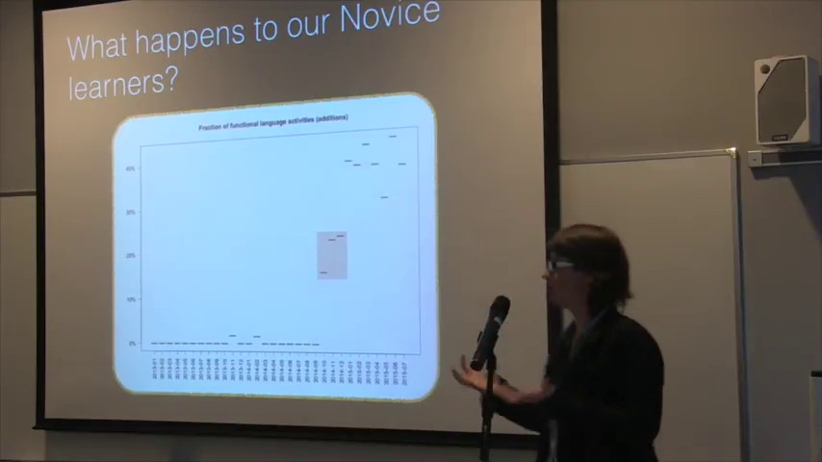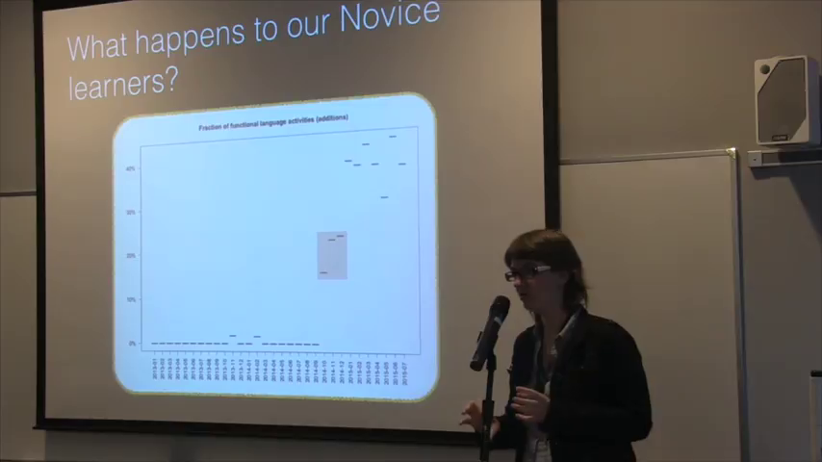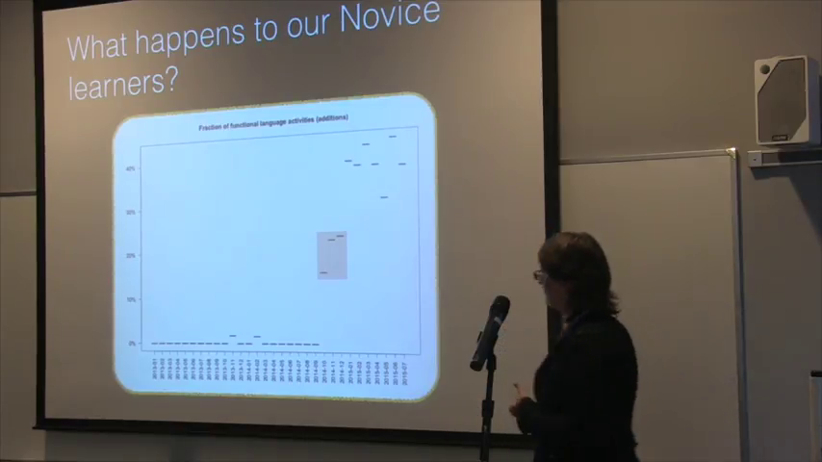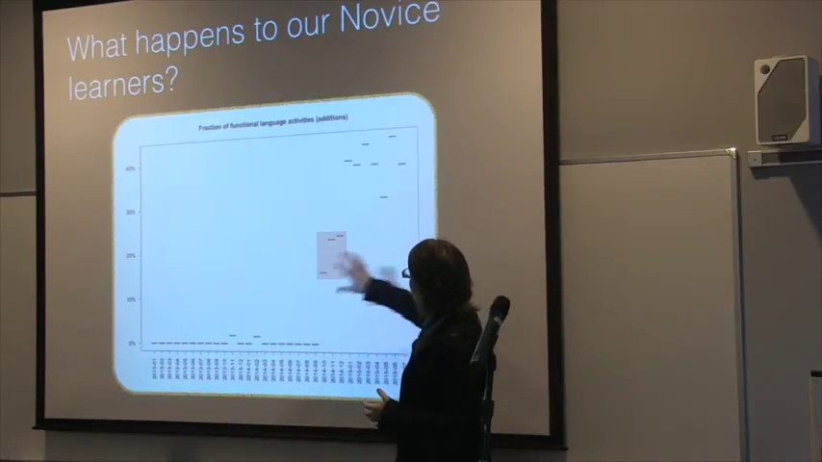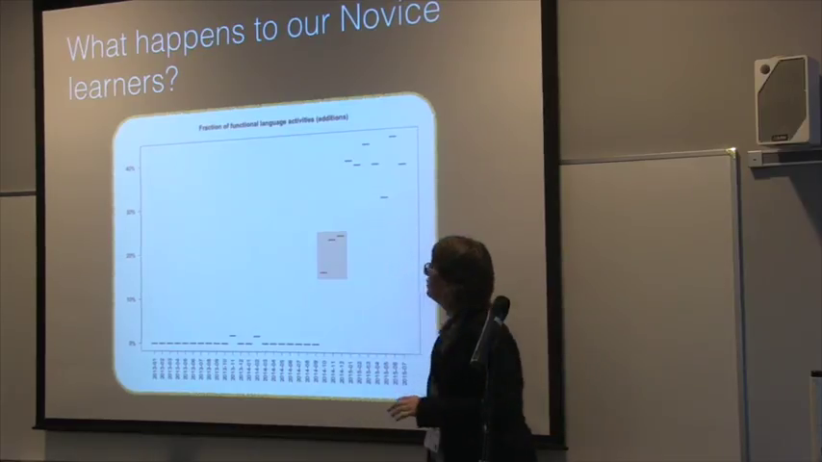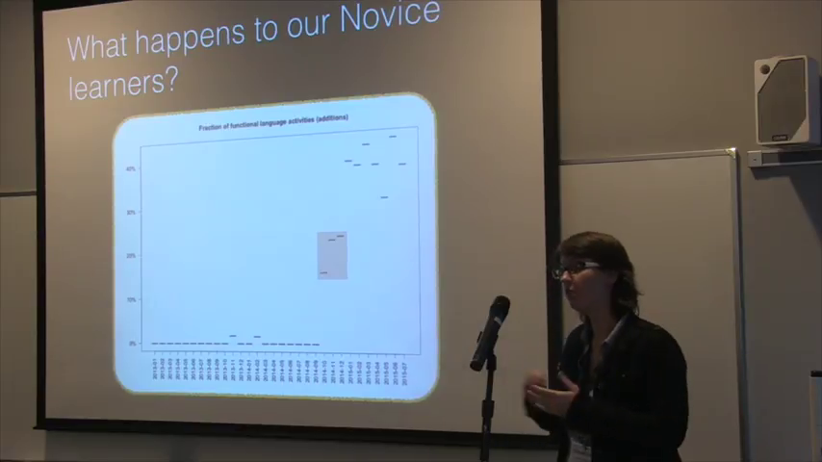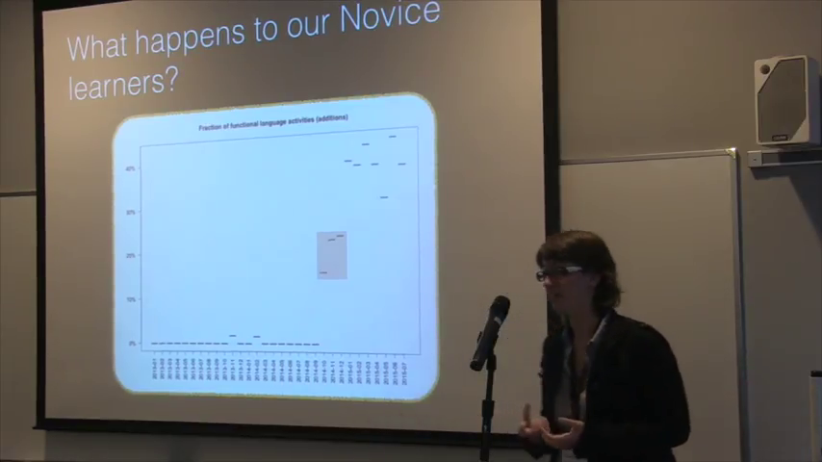Now, most interesting to us are, of course, these novice learners, the people that never programmed functionally before, took the course, and what happens afterwards? As you can see here, actually lots happens. This is the course where they start programming functionally, which is great. And then over here, we see that around 35 to 40% of all their coding activities afterwards happen in a functional language.